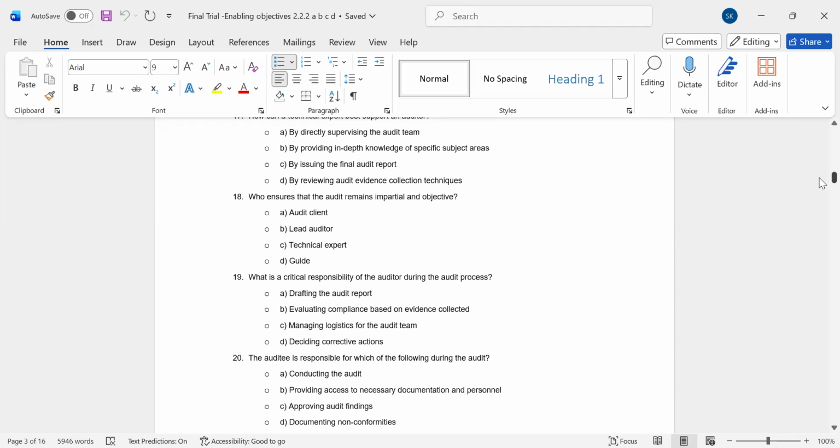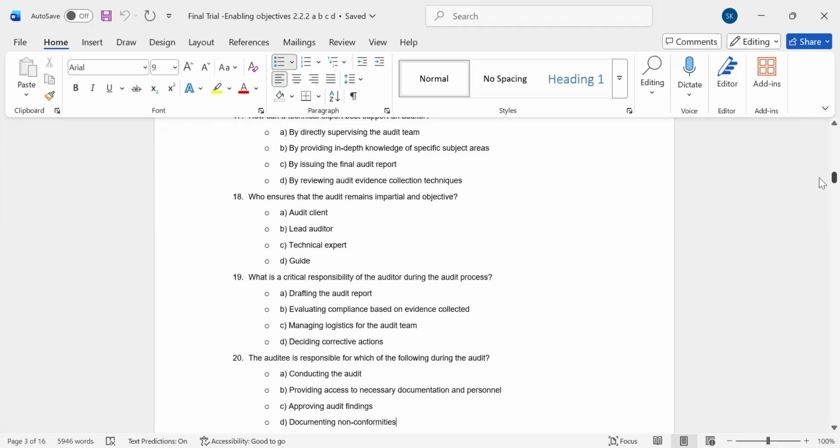I want to know the basic difference between audit client and lead auditor. A lead auditor is an auditor deployed by the certification body. The audit client is deployed by the organization where we are doing the audit.